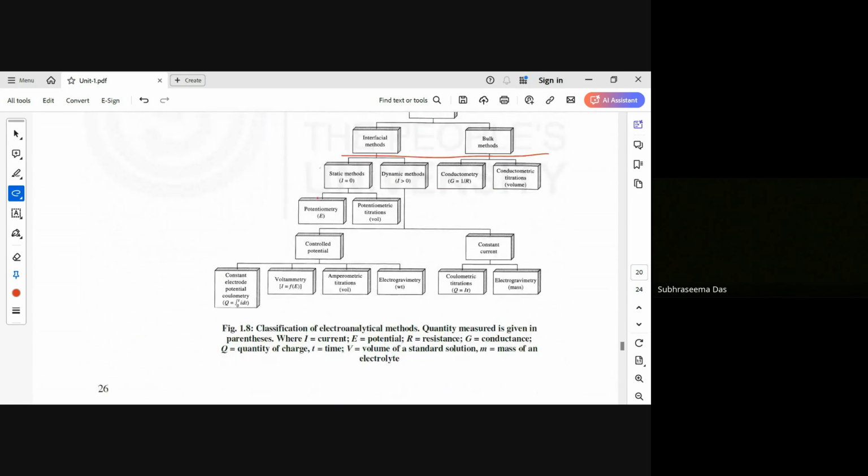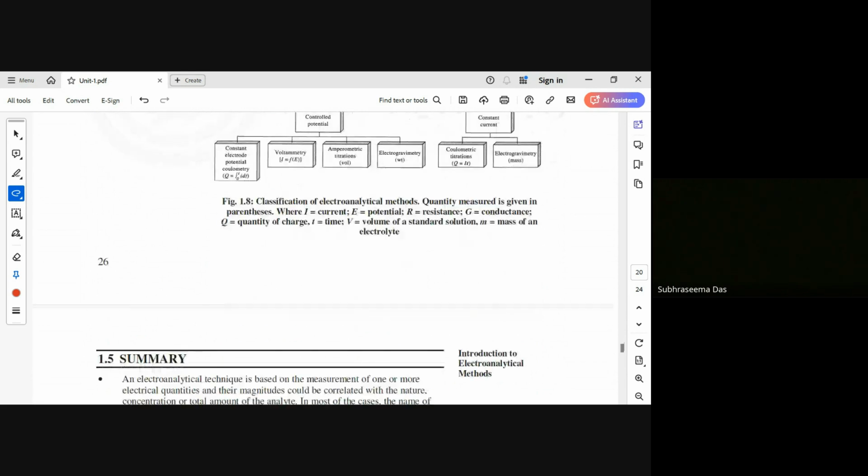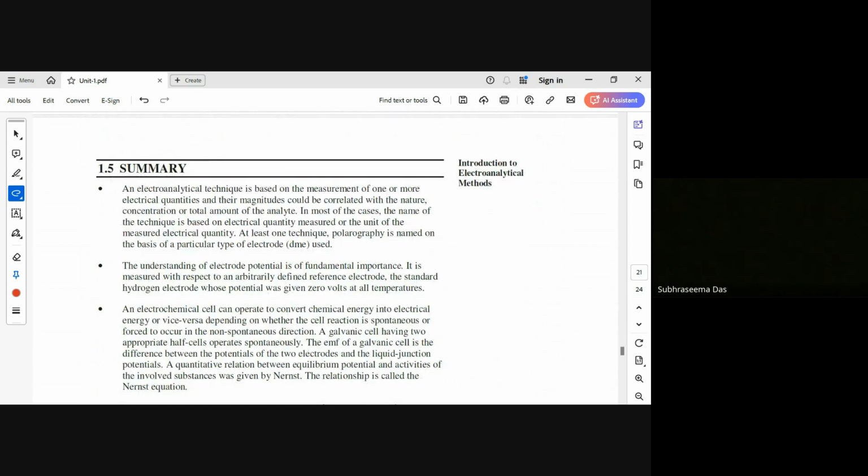However, the vast electrochemical methods that have been presented here will be further elaborated in other sections, which we will learn further. So in summary, an electroanalytical technique measures electrical quantities and their magnitudes in relation to the concentration of the analyte of the substance. The understanding of electrode potential is of fundamental importance while working with electroanalytical chemistry.